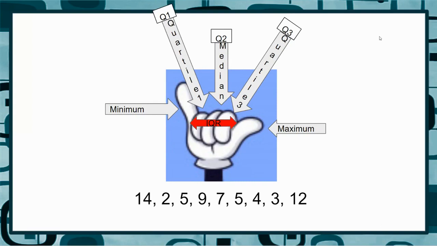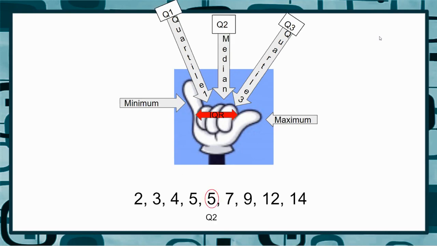Let's take a look at another example. The digits are 14, 2, 5, 9, 7, 5, 4, 3, and 12. This data set has 9 pieces of data. And what's the first thing we need to do when working with our data? Yep, put it in order least to greatest. Right, so we're going to start by identifying our median. The middle value in this data set is 5. 5 is our median, or our Q2, whichever you prefer to use to reference that number.